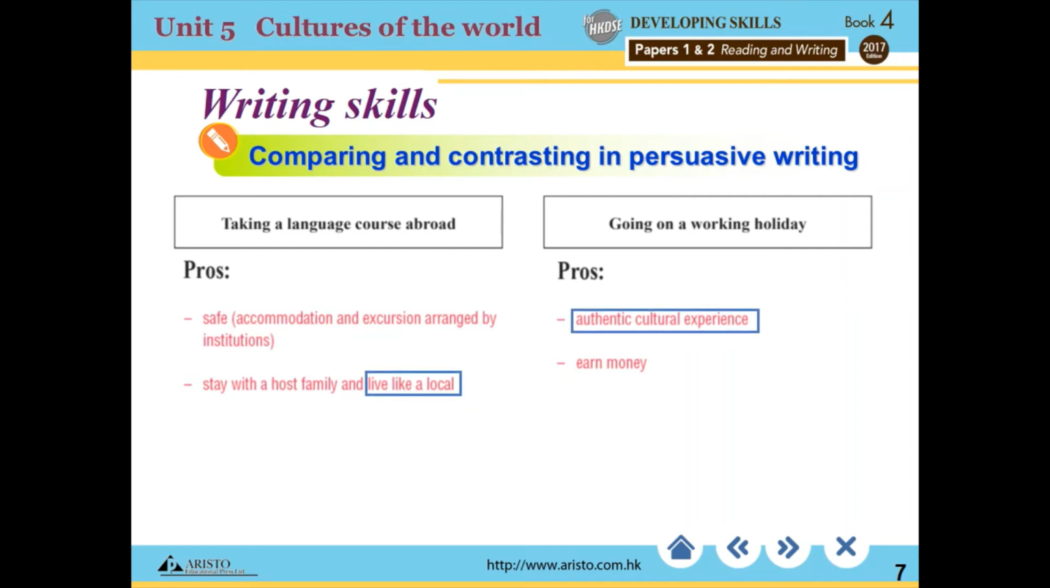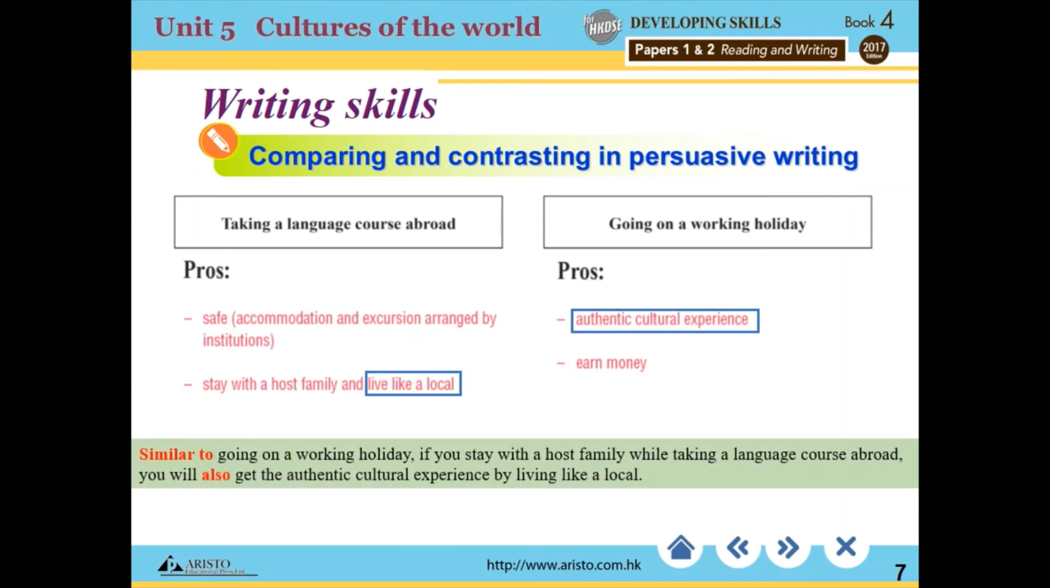If you look at some of these pros, you'll notice that two of them are actually similar. So you can compare these and explain to Sam that the two options actually share at least one similarity in the sense that they offer authentic cultural experience, which actually fulfills his goal of experiencing a different culture.